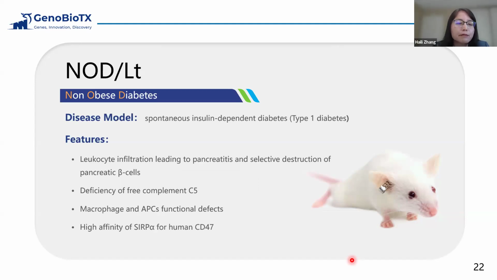So the mice display several immune system deficiencies, including lack of complement C5, and also show macrophage and other antigen-presenting cell functional defects. And another significant feature of these mice is that they show high affinity of SIRPα for human CD47.